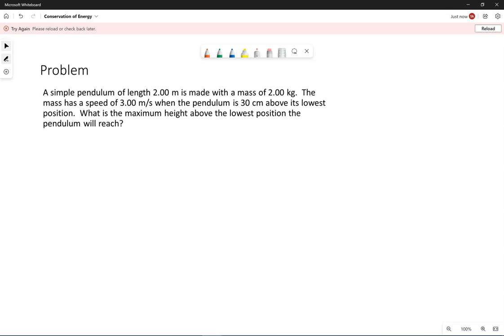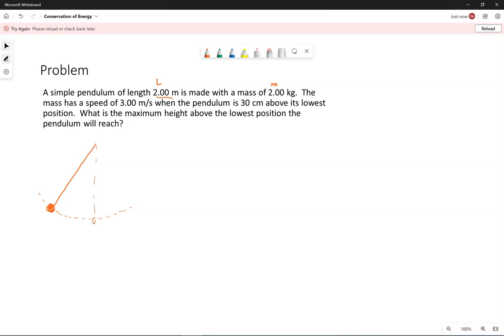Alright, so we're going to go through some example problems where we can use our conservation of energy equation. So we have here a simple pendulum made with a mass of 2 kilograms. We have a string that's 2 meters long. The mass down here at the bottom is 2 kilograms. A pendulum will swing back and forth through an arc.